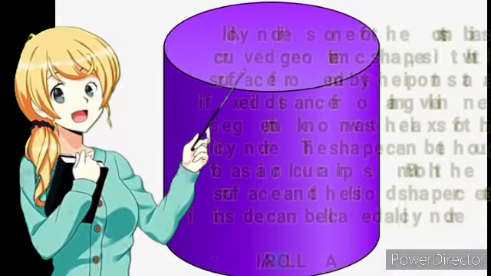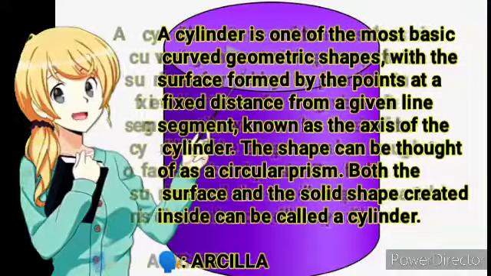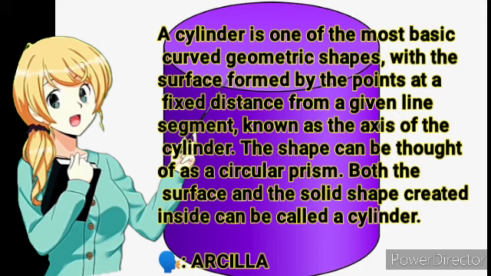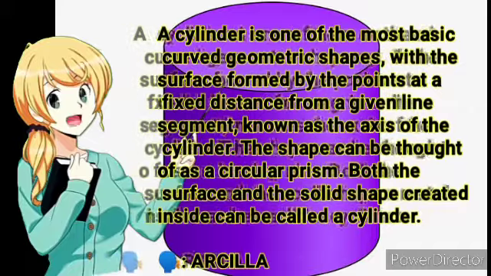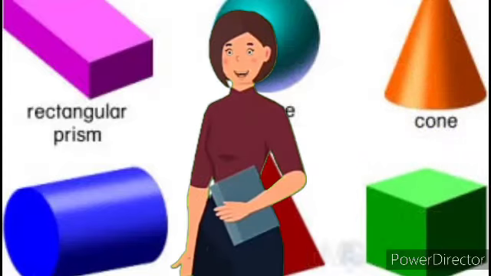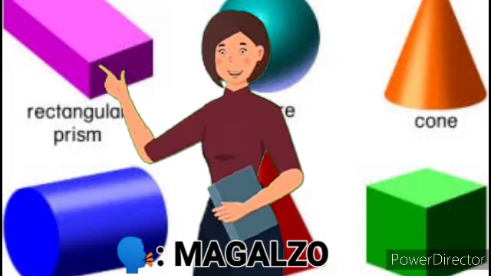So, do you have any idea what a cylinder is? Now, we will talk about the cylinder. A cylinder is one of the most basic curved geometric shapes with the surface formed by the points at a fixed distance from a given line segment. Known as the axis of the cylinder, the shape can be thought of as a circular prism. Both the surface and the solid shape created inside can be called a cylinder. So let's all watch this video for us to understand and fully comprehend solid figures.